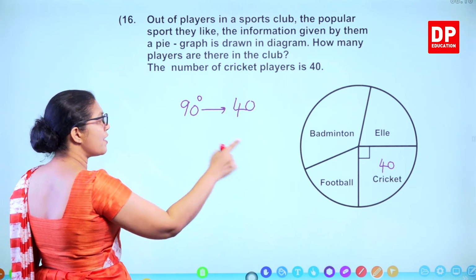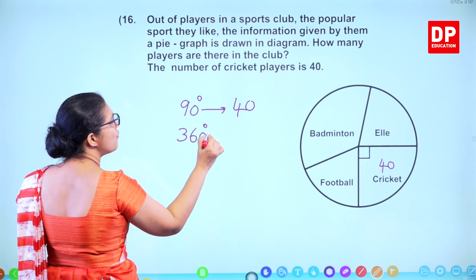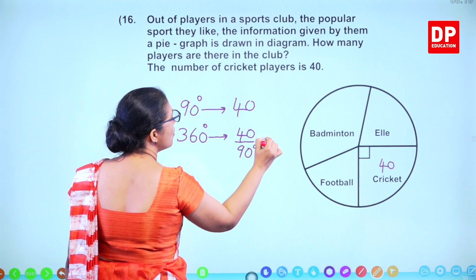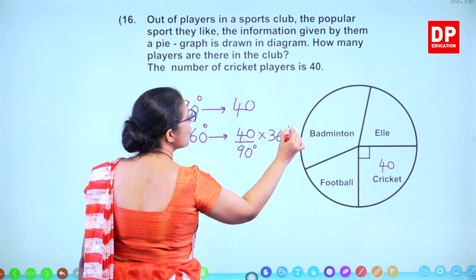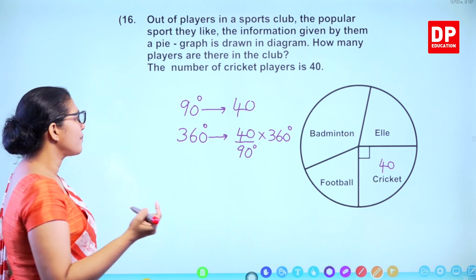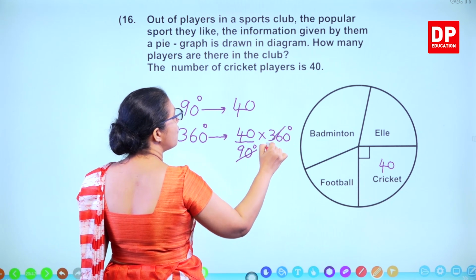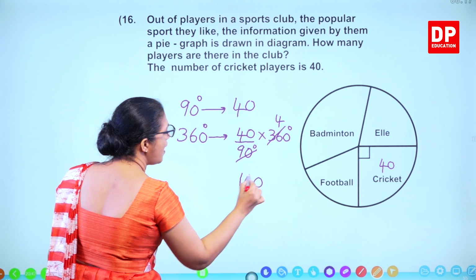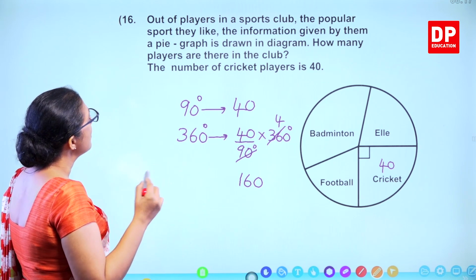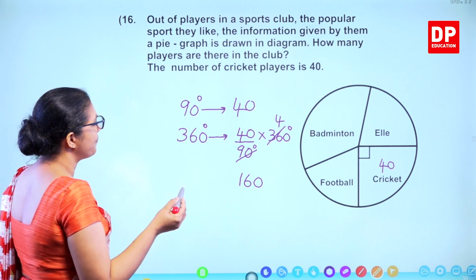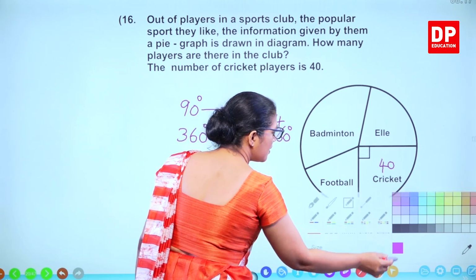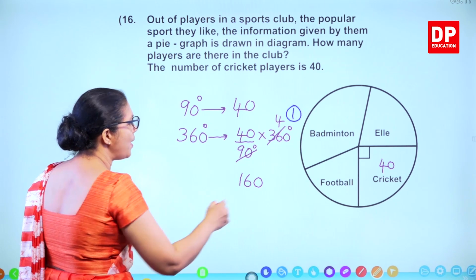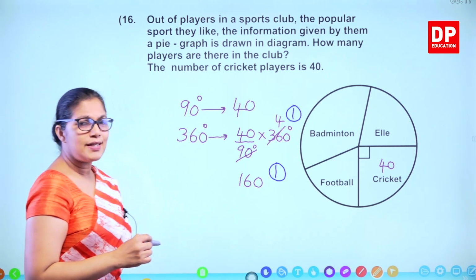Then what about 360? That's the full circle. 40 divided by 90 into 360. So 1/4 of that. So this is 4. So you multiply by 4. 4 times 4, 16. So 160 players are there all together. So that's the answer. So you get 1 mark for identifying this is multiplied by 4, and 1 mark for the final answer.